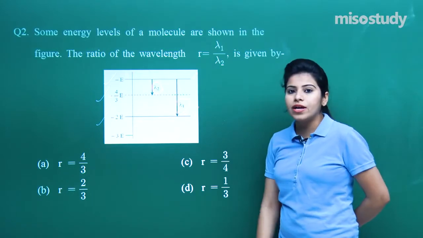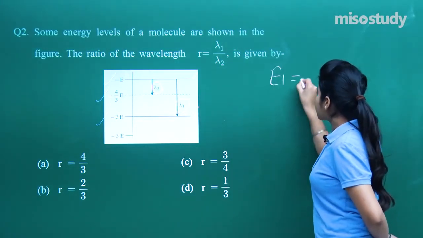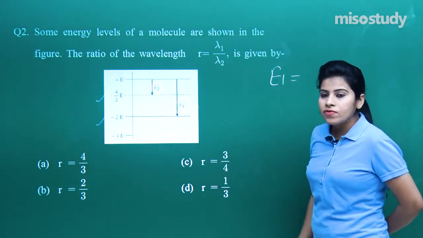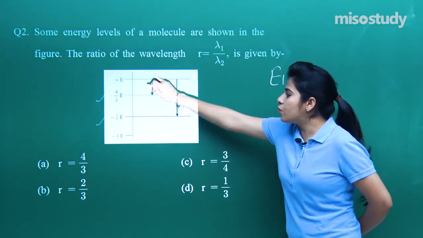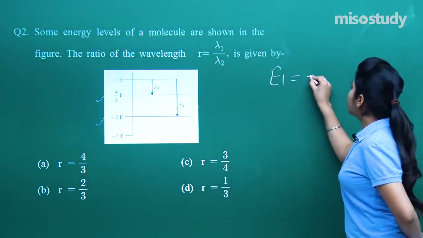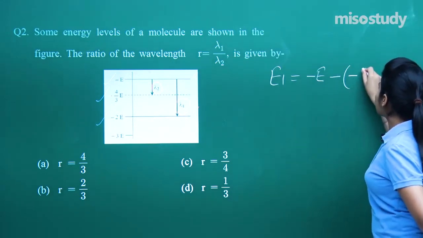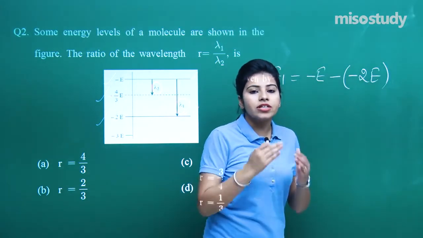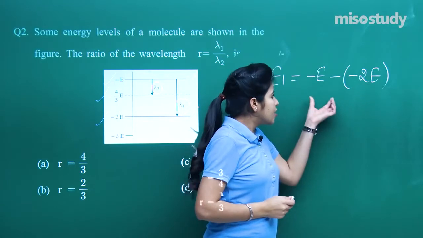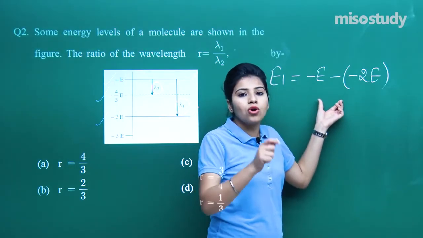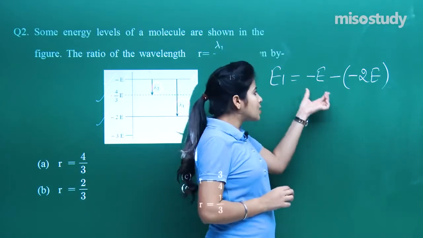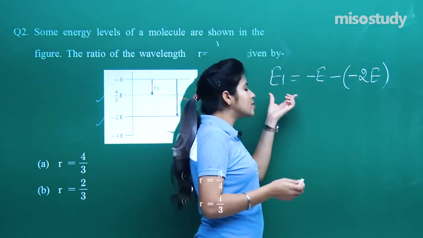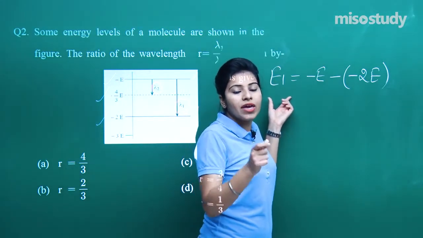We can write E1, because I am dealing with lambda 1. The electron is taking a transition from minus E to minus 2E, so E1 will be minus E minus of minus 2E, isn't it? Because the energy is the difference of the two energy levels, and that is the energy of the photon of the wave that is coming out.